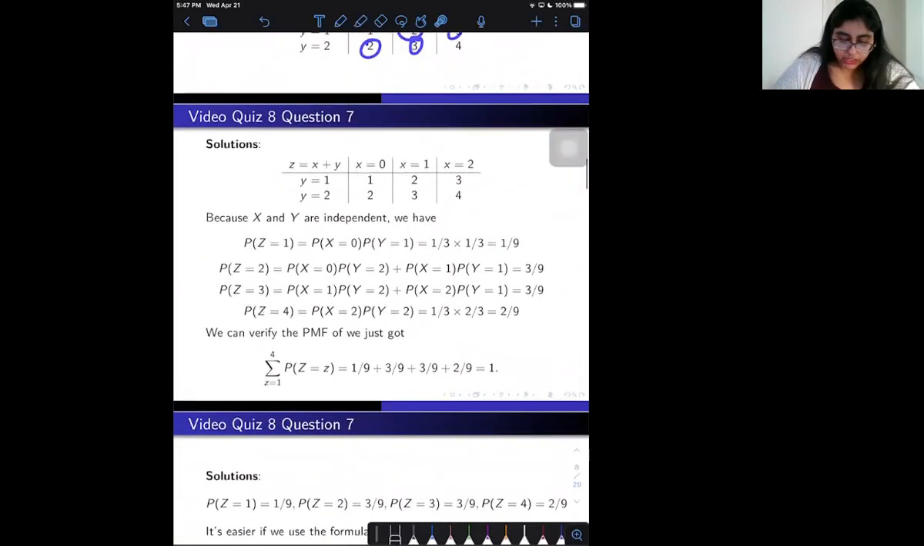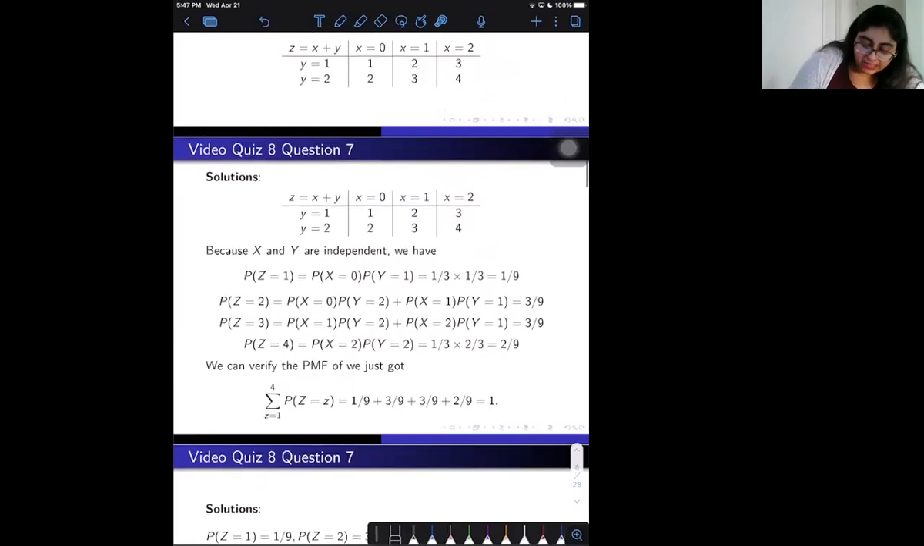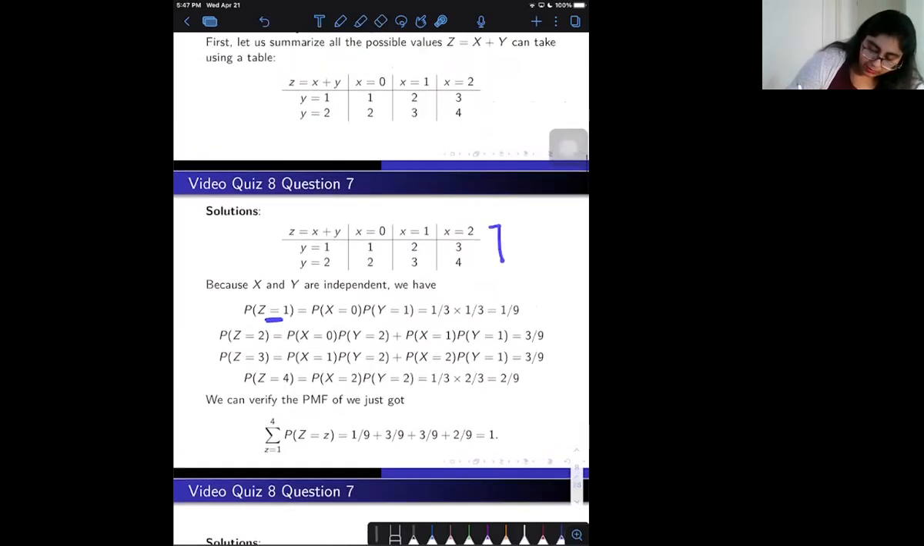Now that we have this table, we know what values z can take. Now, how can z get to those values? We need to first find the probability of z equal to 1, z equal to 2, z equal to 3, and z equal to 4, because z can take 1, 2, 3, and 4, right? So now, when can z be 1? If we look at this table right here, when can z be 1?